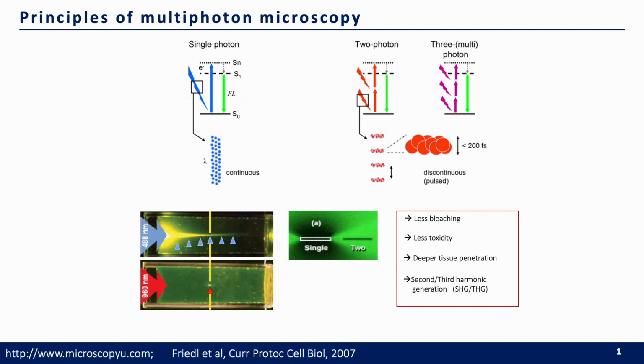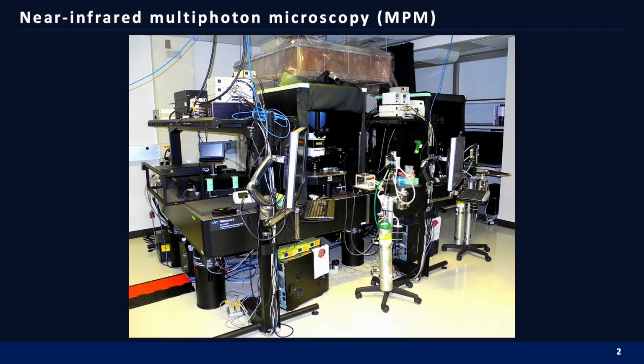Another advantage of the multiphoton excitation is the possibility of combining fluorescence microscopy with other detection modes, including the higher harmonic generation, which allows label-free imaging of tissue structures, like, for example, collagen, muscle fibers, and lipid membranes.